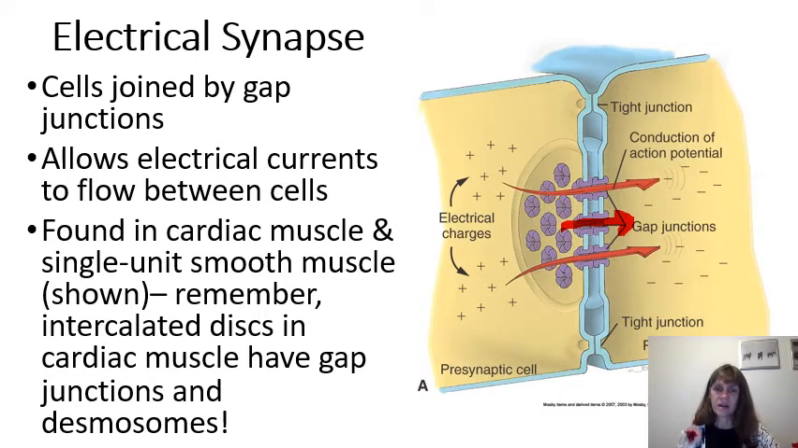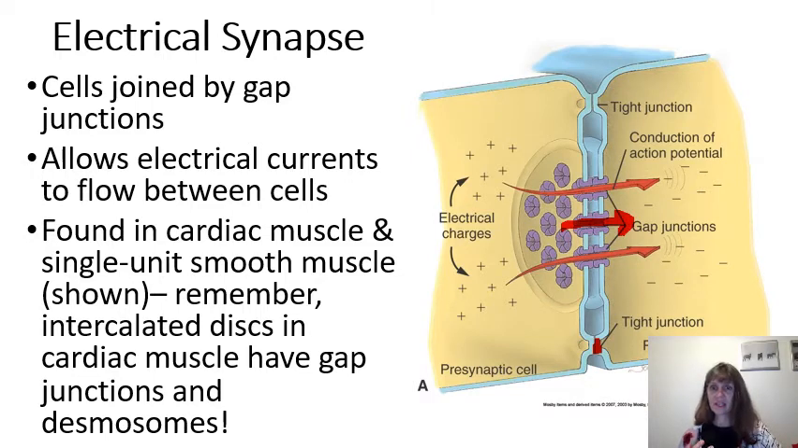Remember, in cardiac muscle, not only do we have gap junctions to allow the electricity to flow, we also have desmosomes. The gap junctions and desmosomes in cardiac muscle form structures known as intercalated discs. This picture is actually a picture of single unit or visceral smooth muscle, where we have gap junctions and tight junctions. Allowing an electrical current to flow directly from one cell to another allows the cells to function in sync with one another.